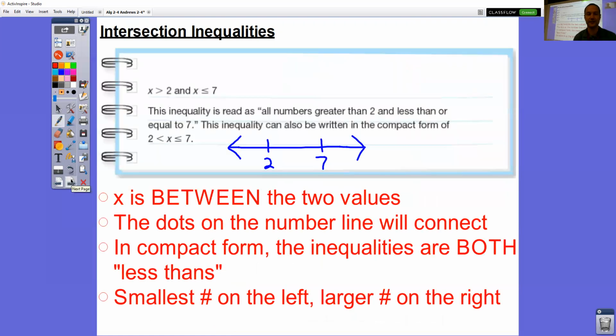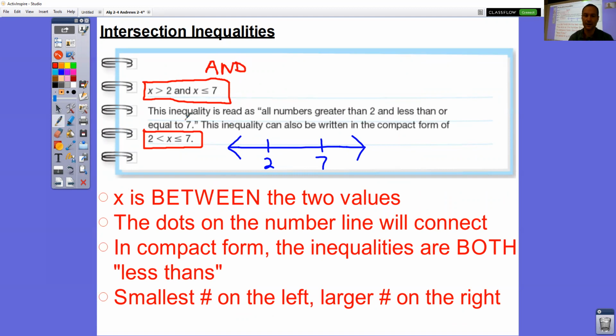So let's take a look at what these are going to look like on the number line in statements here. So there are two different ways that you could write a compound inequality. You might see it written like this with the word and in the middle, or you might see it look like this with an X in the middle. These are both and statements.